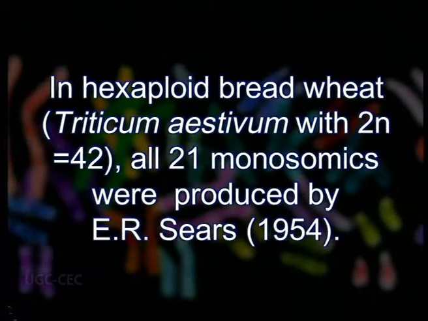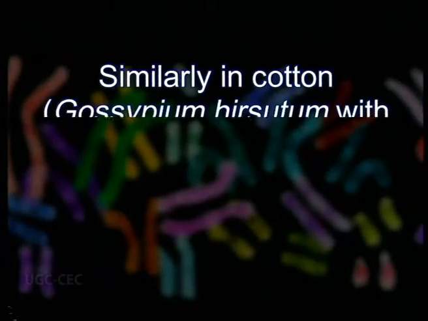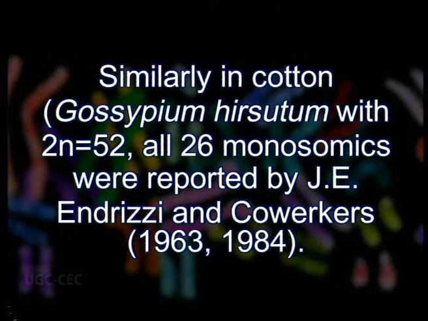Monosomics have been produced in different crop plants. For example, in hexaploid wheat, all 21 monosomics were produced by E.R. Sears in 1954, whereas in Nicotiana tabacum, which has 2n equal to 48, 24 possible monosomics were produced by Claassen and Cameron in 1944. And finally, in cotton, Gossypium hirsutum, which has 2n equal to 52, 26 monosomics were reported by J.E. Endrizzi and his co-workers in 1963 and 1984. Monosomic condition is designated according to the chromosome number which is missing.